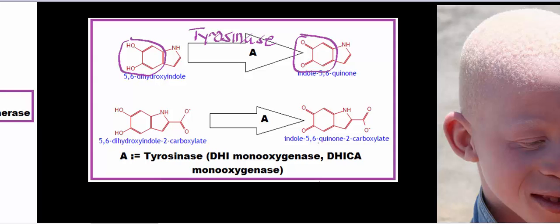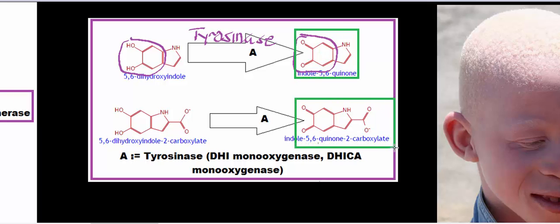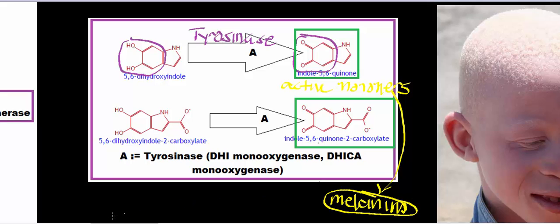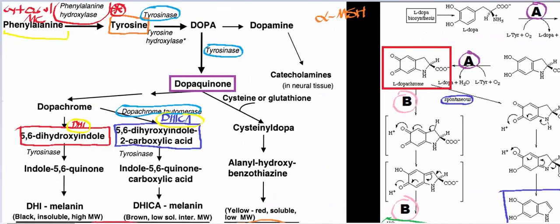And these two molecules right here, let me box these: indole quinone and indole quinone carboxylate. These are what we call the active monomers, and these get polymerized into melanin. And all of these processes take place in the melanosome, with the exception of phenylalanine hydroxylase. That occurs in the cytosol of the melanocyte.